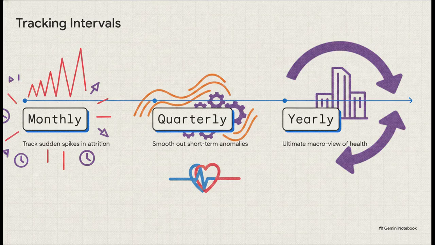Think of this as the pulse of your investigation. Tracking monthly allows you to catch sudden, immediate spikes in specific reasons for leaving. Quarterly tracking helps you smooth out short-term anomalies and reveals medium-term departmental trends. And yearly, well, that gives you the ultimate macro view of your organizational health. You really need all 3 of these timelines to truly understand the rhythm and flow of your employee departures.